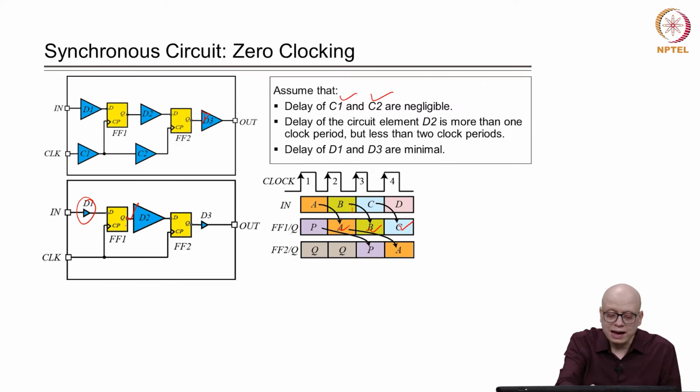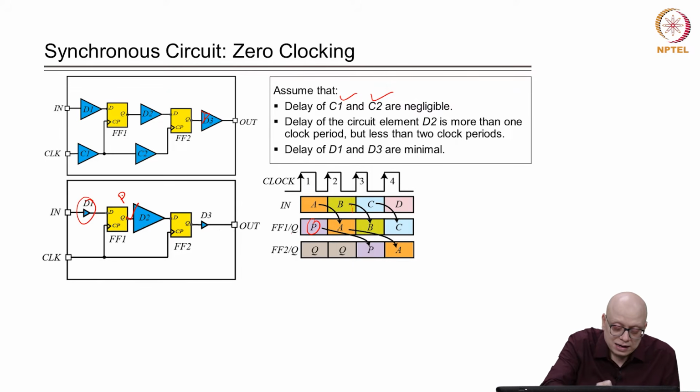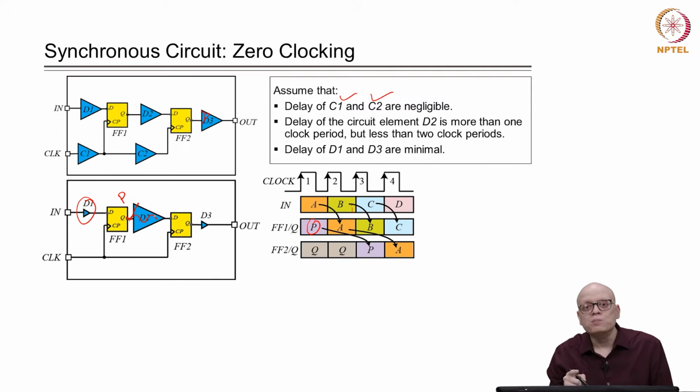But what will happen at FF2Q? If there was a value P here, it will propagate through D2, and it will take more than 1 clock cycle to reach the D point.